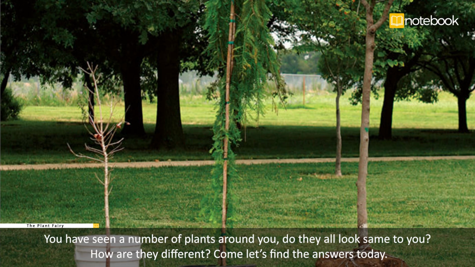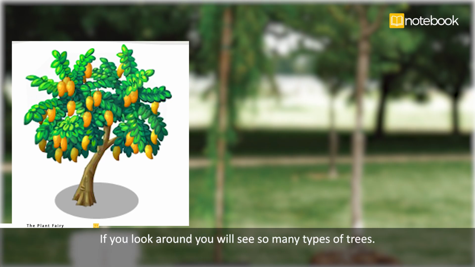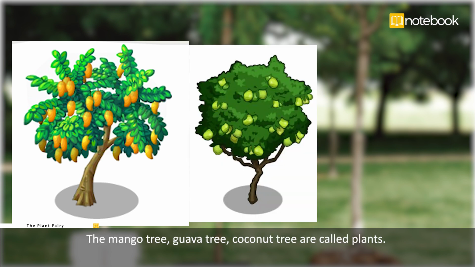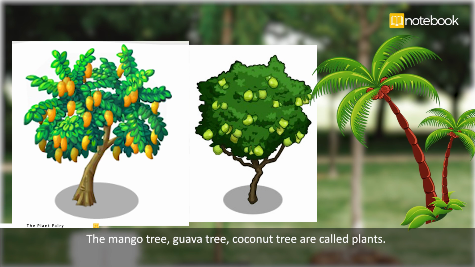You have seen a number of plants around you. Do they all look same to you? How are they different? Come, let's find the answers today. If you look around you, you will see so many types of trees. The mango tree, guava tree, coconut tree are called plants. Similarly, grasses, rose bushes, sunflower trees are also plants.